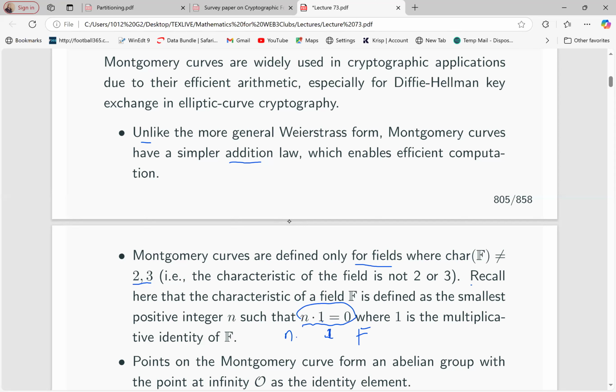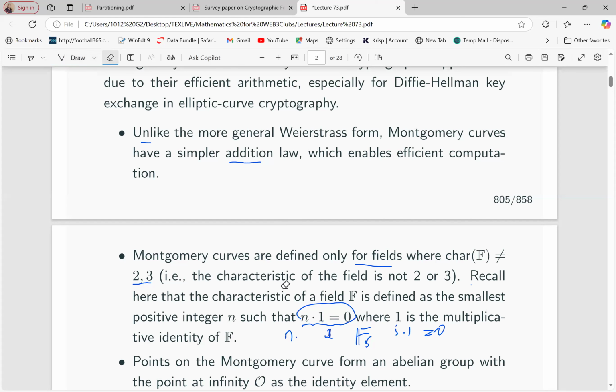For instance, when you talk about F5, then we are saying that 1 can be added to itself 5 times to get 0 mod 5. So 1 plus 1 plus 1, 5 times, gives us 0 mod 5. That's what we mean by characteristic, and I was just reminding.